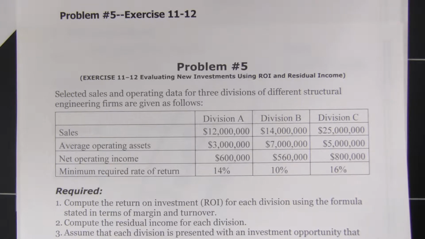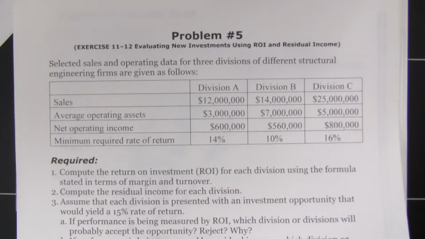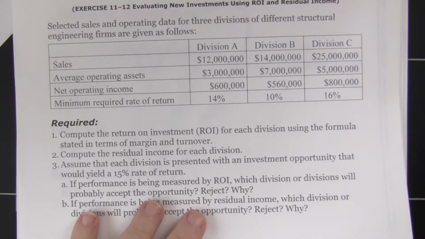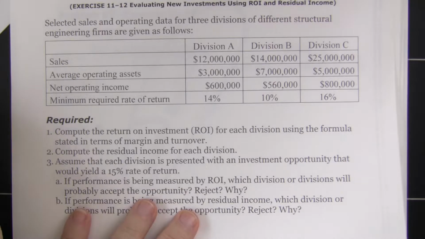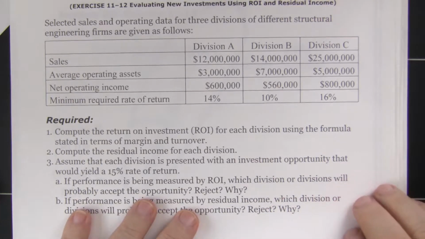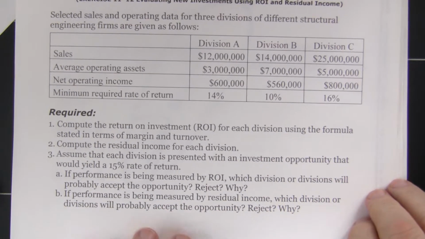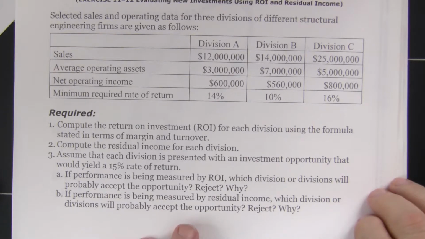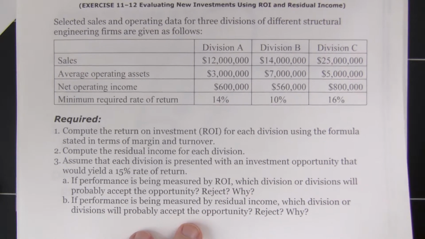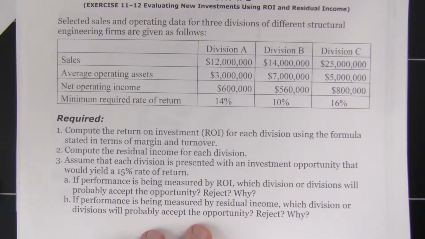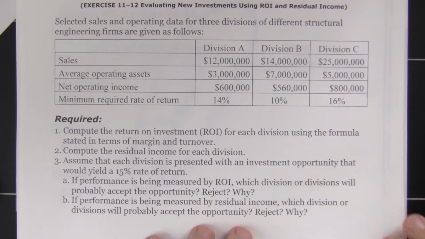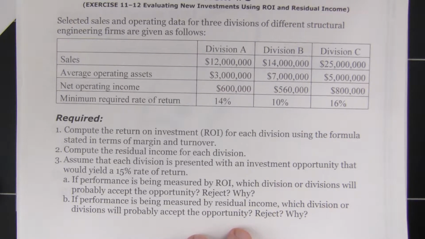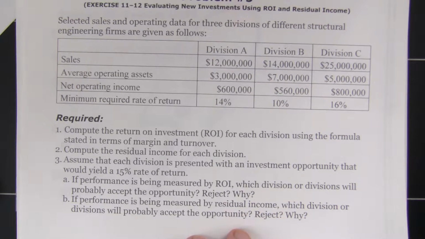Problem 5, this is exercise 11-12 in your text, is really the kind of problem this course is designed to have you learn the tools, the decision-making tools, to deal with. Unfortunately, we have to deal with a lot of other stuff to get you here. So we have 3 divisions, cleverly enough labeled A, B, and C. And we're given their sales.